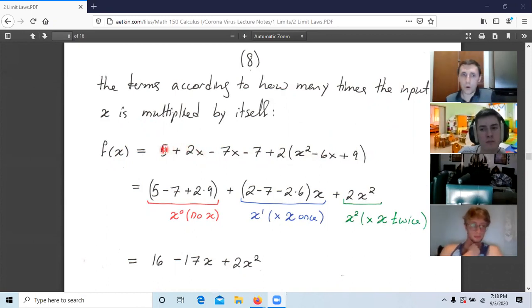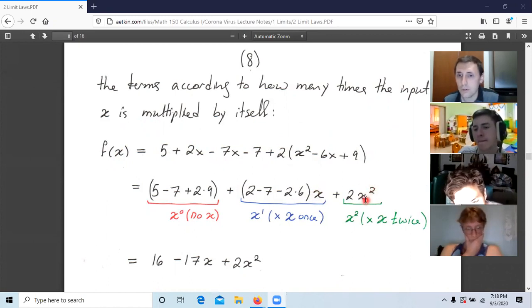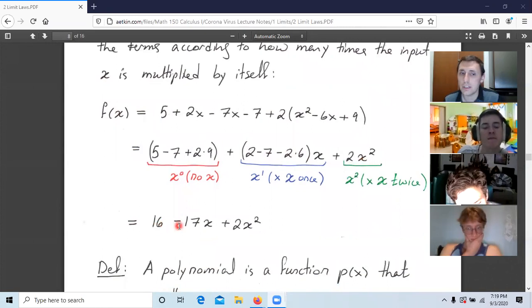So I can group all the constant terms together, and then I can group all the terms that involve multiplication by the input once, and then all the operations that involve multiplication by the input twice. That's the x to the 0, x to the 1, x squared, and so on. And I can arrange it in this form, you see? I can arrange it neatly into how many times I used x. Are you with me?